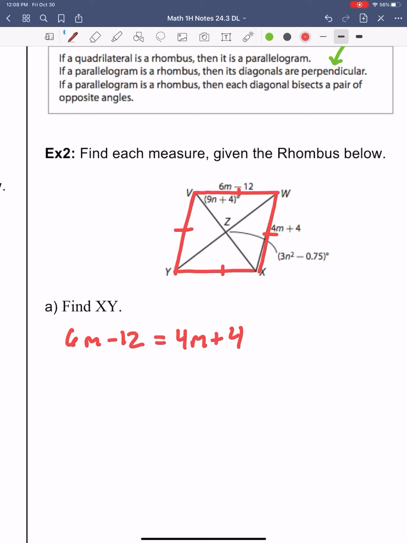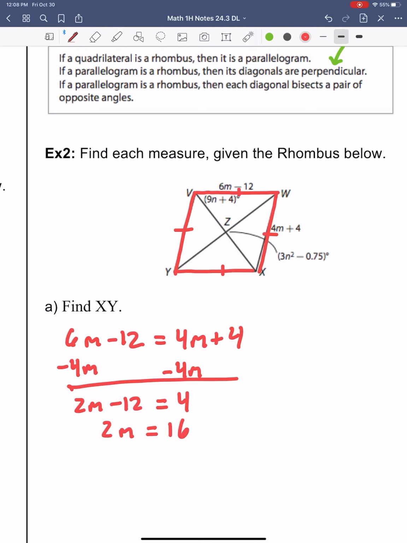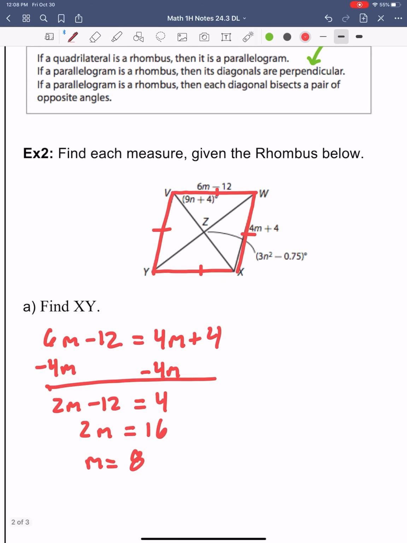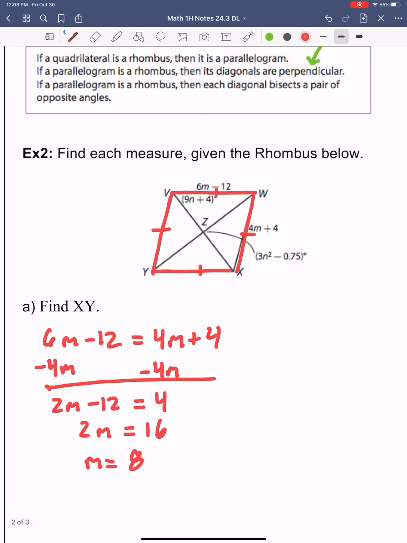And so then I'm going to go ahead and subtract 4m. I get 2m minus 12 equals 4. Add 12 to the other side, so 2m equals 16. And that means m equals 8. All right, and then I got to go ahead and punch that back in to one of those side lengths. I can punch it into any of the side lengths, right? Because we know that if I found one, then I found them all.